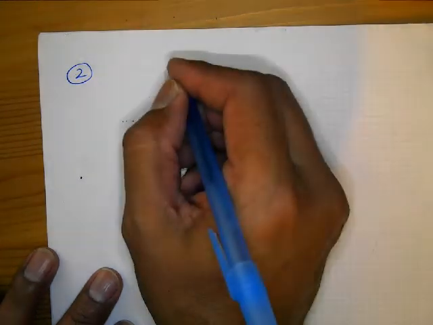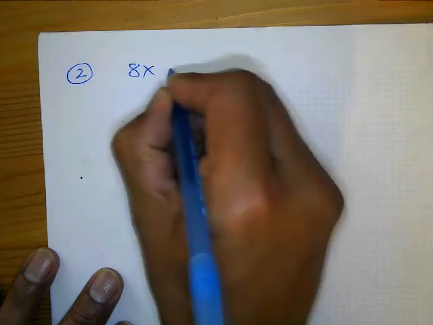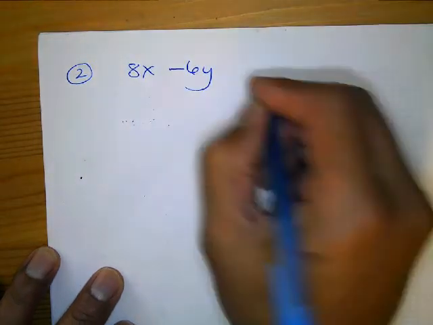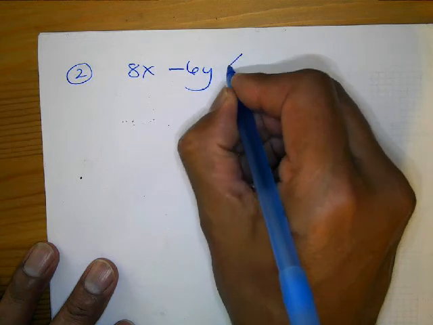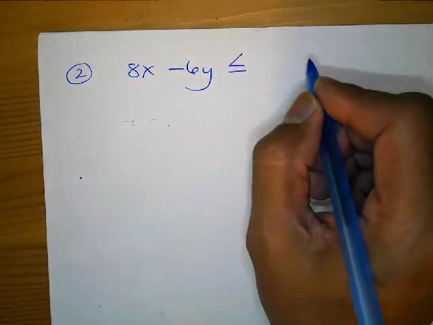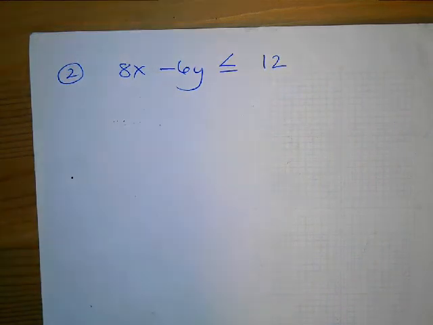Okay, last one. Let's do one where we have to solve. Number 3. Is that number 2? That was number 1. Number 2. How about we have 8x minus 6y is less than or equal to 12.